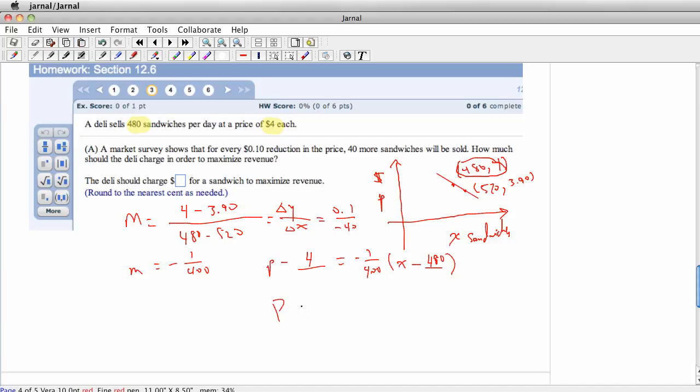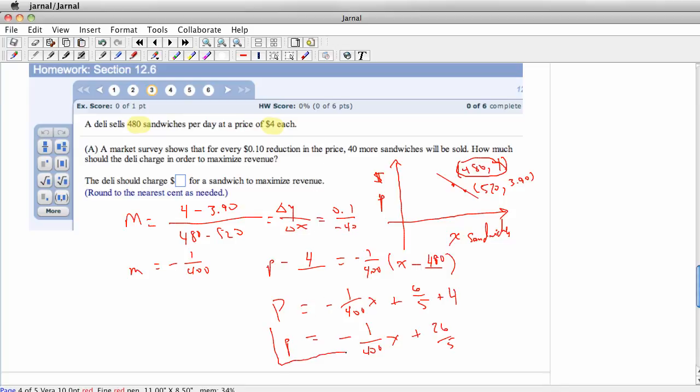So our price-demand equation is negative 1/400 x, negative 1/400 times minus 480 is going to be positive 480 over 400, which is positive 6/5 if you work it out on your calculator. And then this minus 4, I'm going to add 4 to both sides so that I have this over here. And so that's minus 1/400 x. 4 is 20/5, so that's 26/5. So that's my price-demand equation.